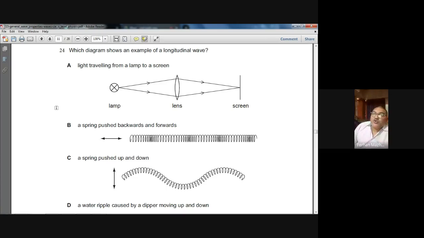Which diagram shows an example of a longitudinal wave? Light traveling from a lamp to a screen: light is a transverse wave. A spring pushed backward and forward: yes, that shows a longitudinal wave. It has compressions and rarefactions, so B is the best option. C, a spring pushed up and down, is a transverse wave. A water ripple is also a transverse wave. So B is the right option.